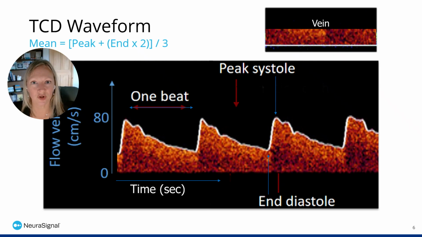With TCD, we're looking at the mean. This is the time average mean maximum. What that equation is: 1 peak plus 2 ends divided by 3. And this is an average over 4 cardiac cycles. So you'll have 4 beats. It will take the mean flow velocity of these 4 cardiac cycles.